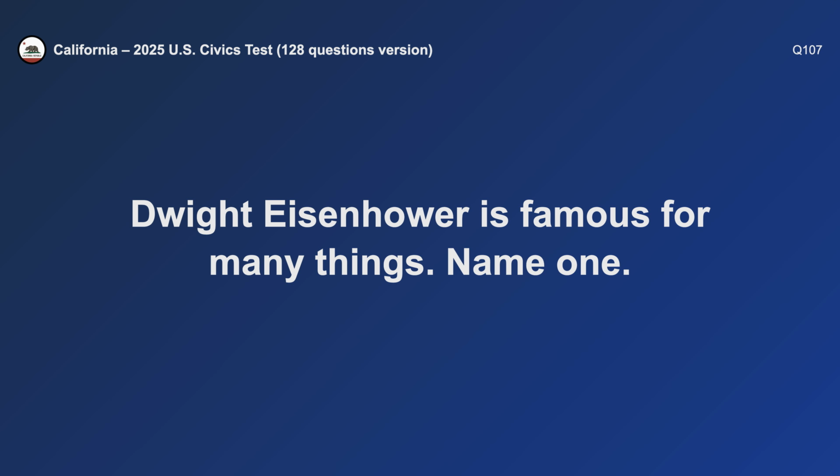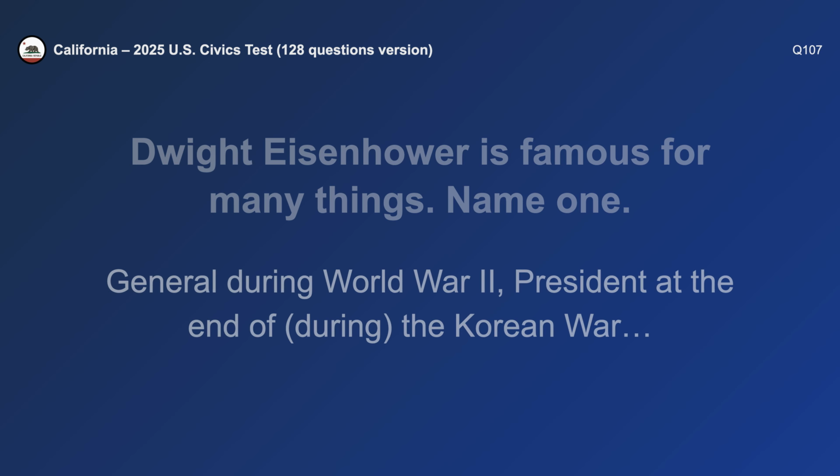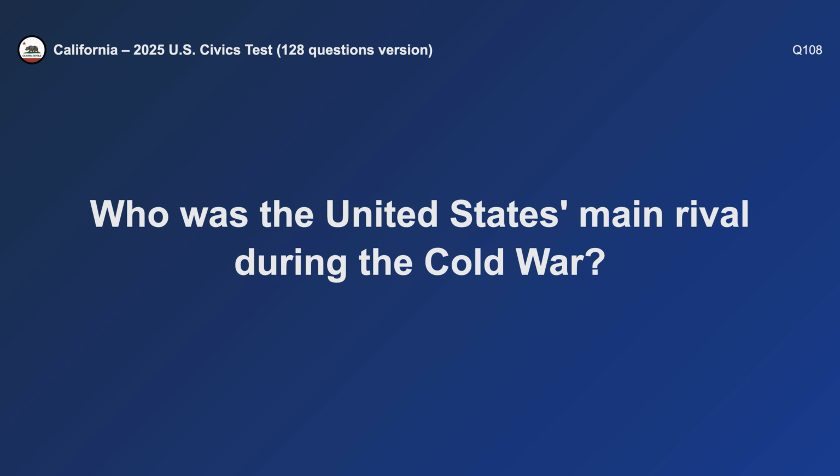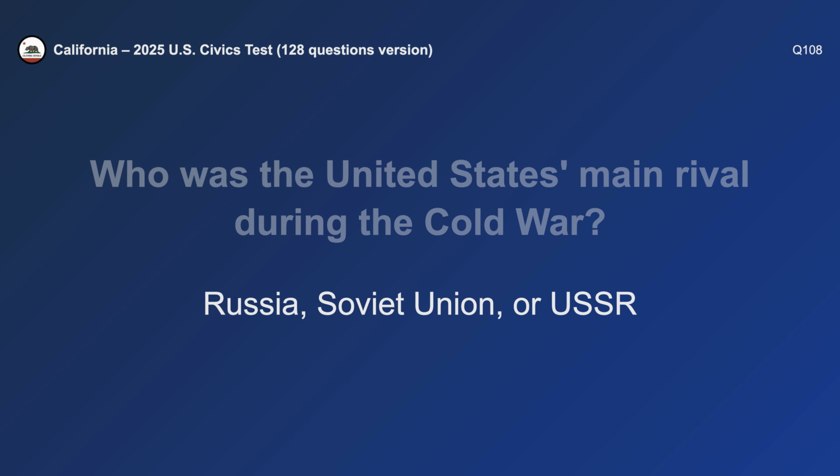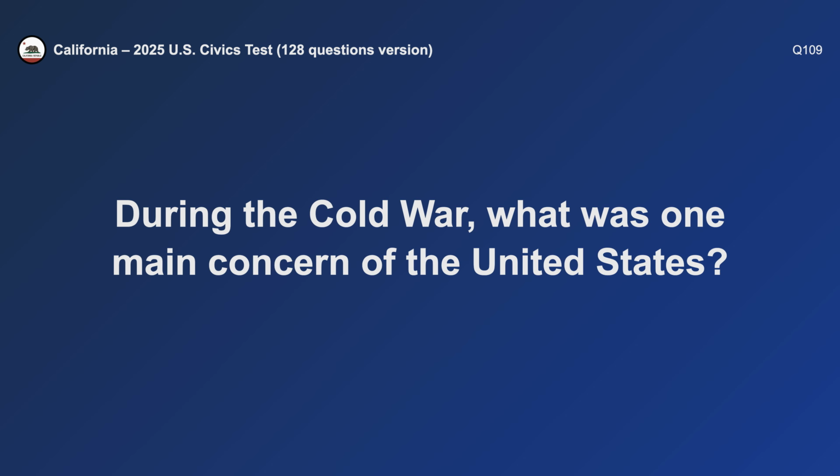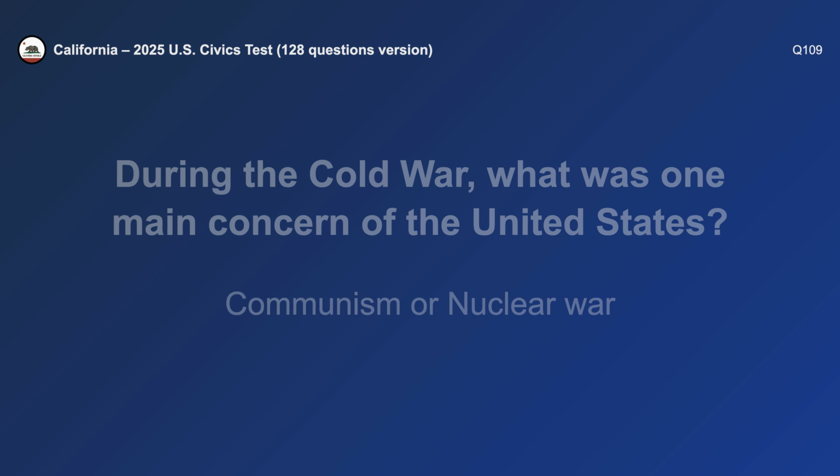Dwight Eisenhower is famous for many things. Name one. General during World War II. Who was the United States' main rival during the Cold War? Russia. During the Cold War, what was one main concern of the United States? Communism.